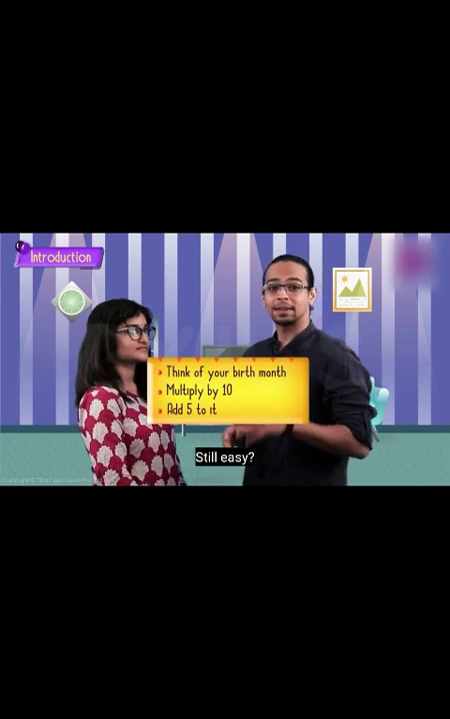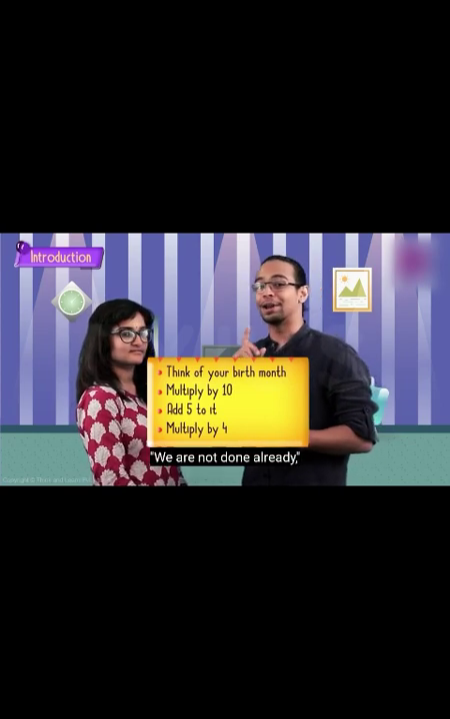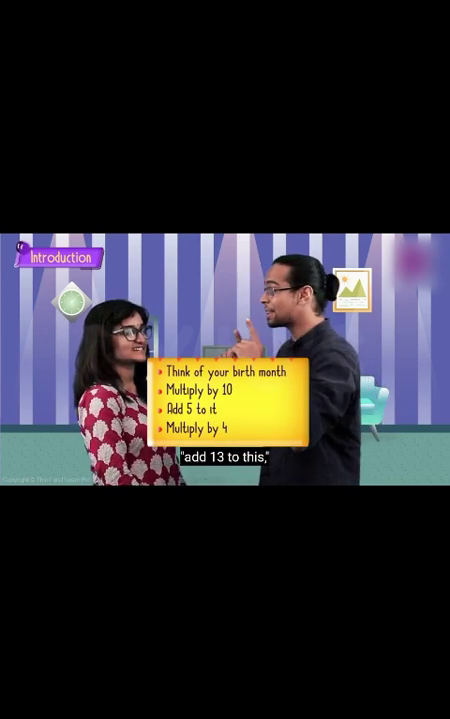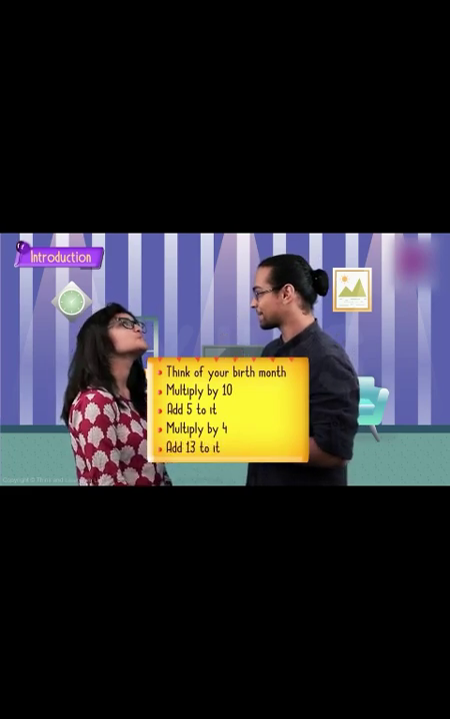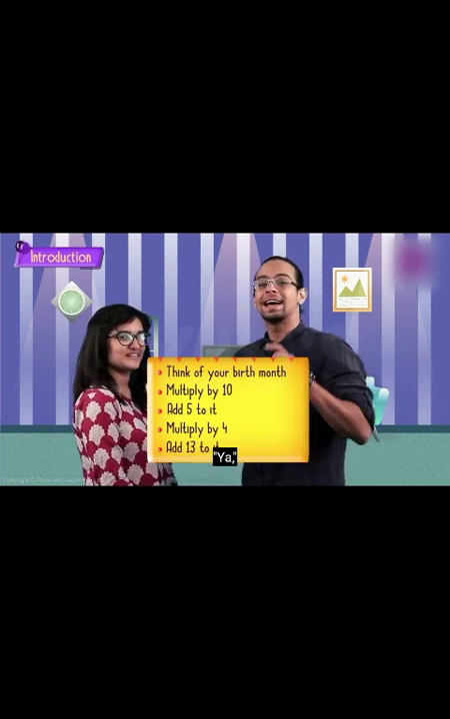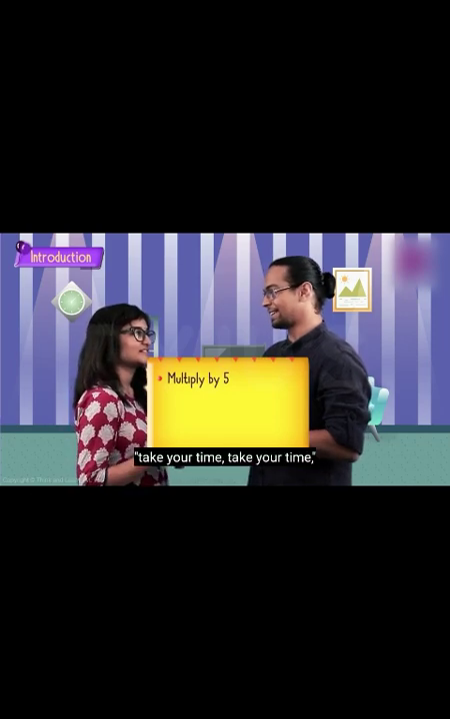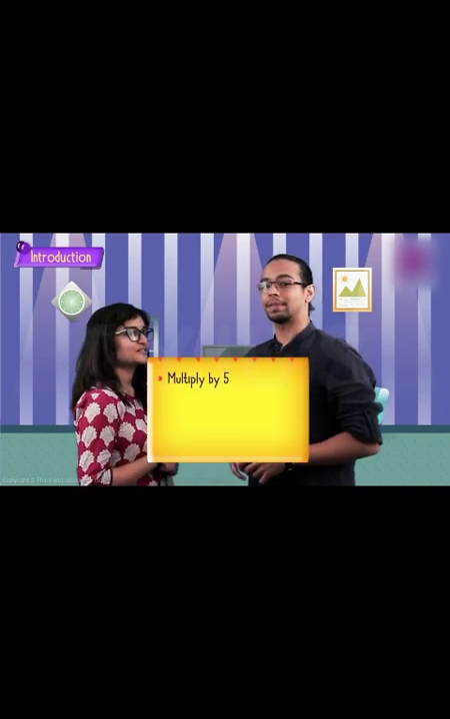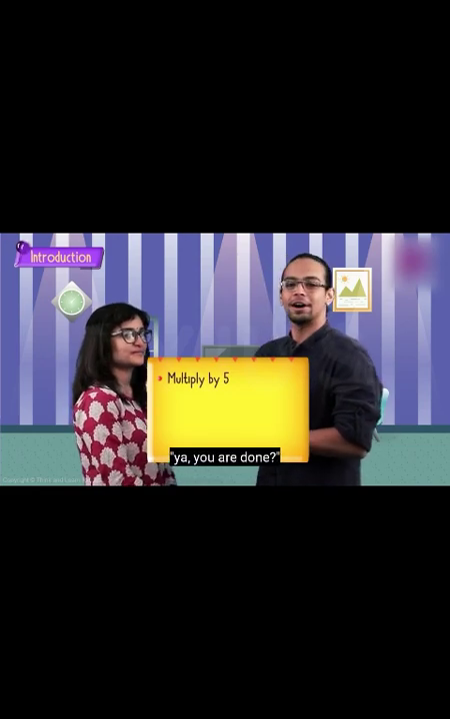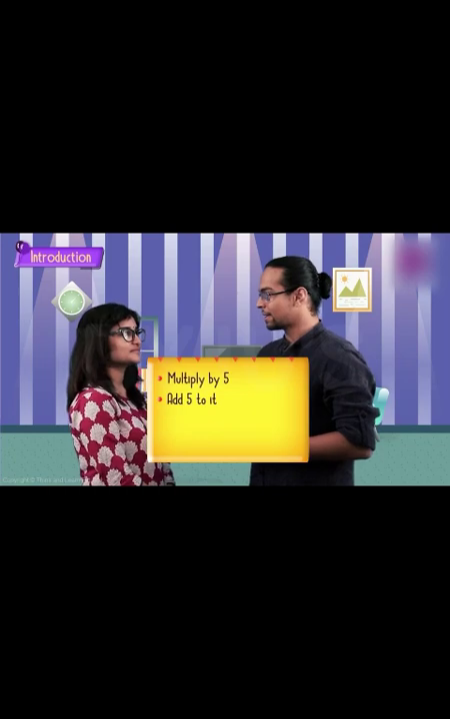Yeah. Still easy. So you add 5, multiply the whole thing by 4 now. Multiply by 4. Alright, great. We are not done, alright? It keeps going on and on. Add 13 to this. Okay. Alright, getting a little harder, isn't it? Now multiply this whole thing by 5 again. Take your time. Are you following through? Okay. Yeah, you're done? Awesome. Add 5 to this. Okay.